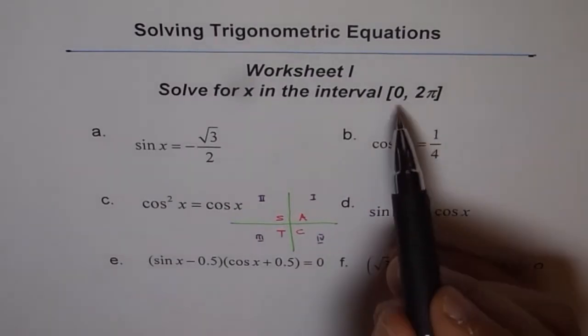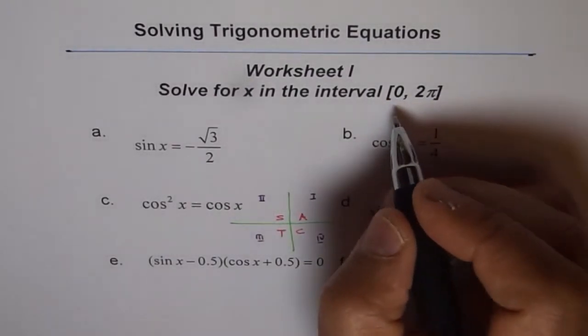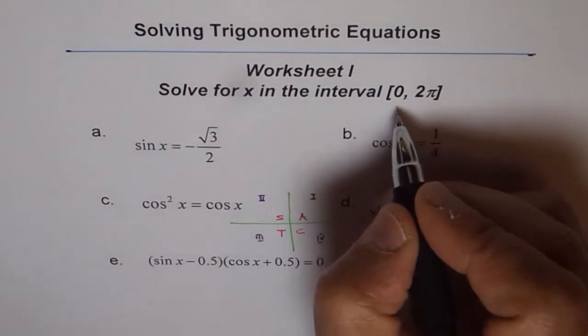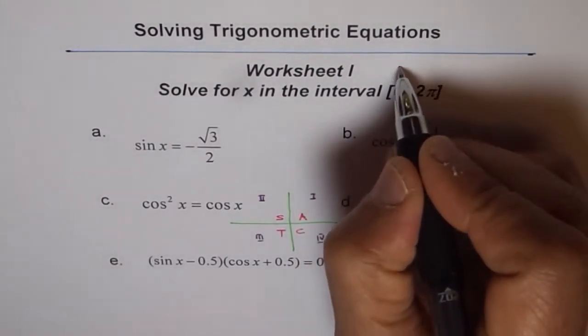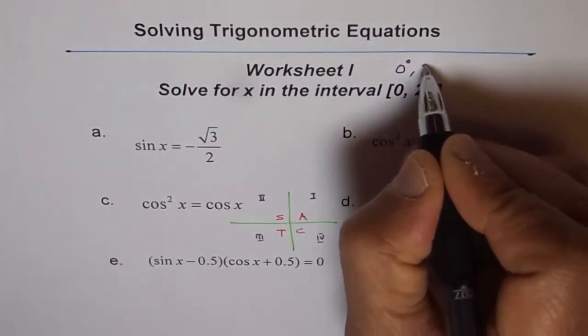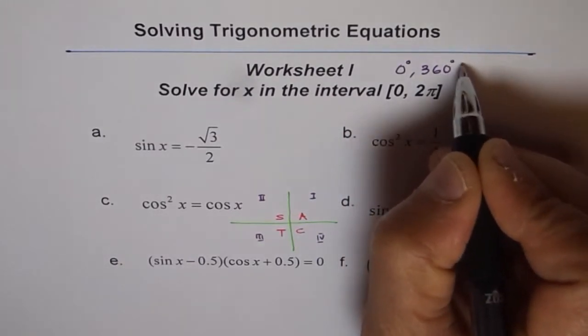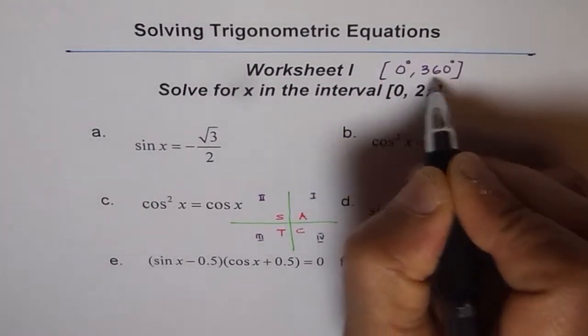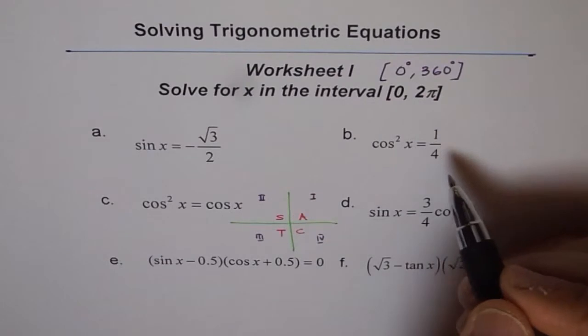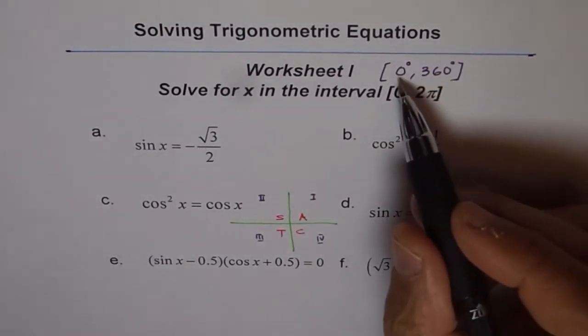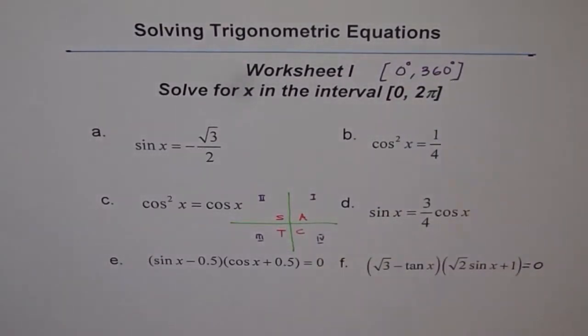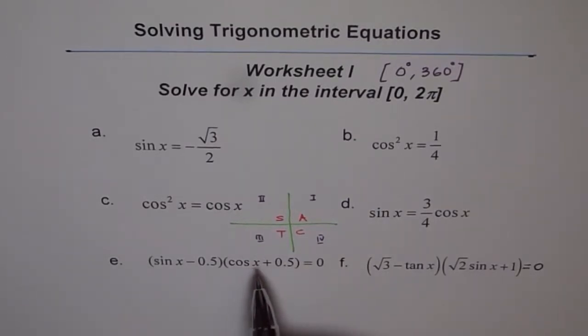So when we say 0 to 2 pi, let me add this. Those of you who are doing it in degrees, we'll write this as from 0 degrees to 360 degrees, correct? One full circle is 360 degrees. So look for all the possible solutions from 0 to 360 degrees in all these questions. Now, that's one thing. Second thing is, most of the problems here can be solved and you can write down the exact answers.